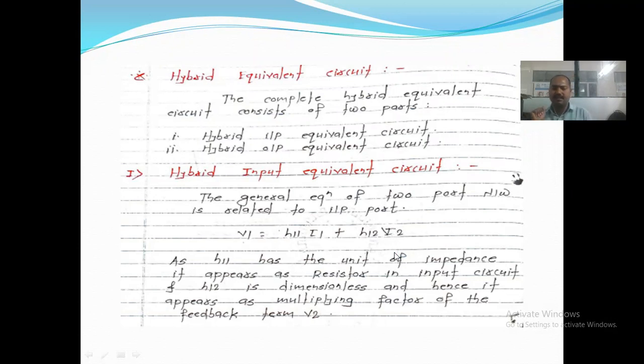आता लक्षात आलं का? येस सर. ओके, अटेंडन्स द्या.